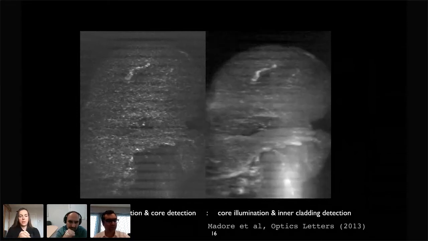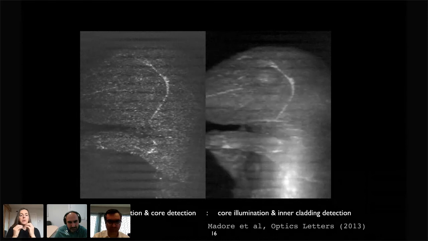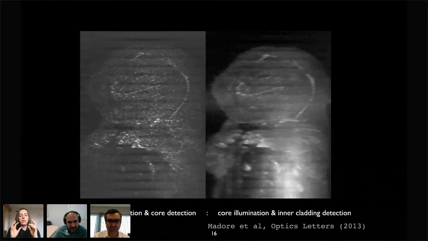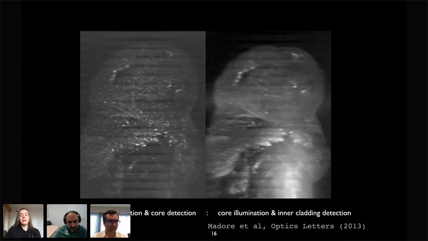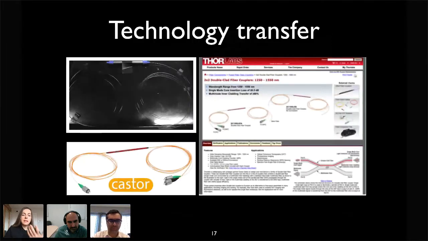So I hope that you guys see it as well, but you see how the signal to noise is much deeper. You have an attenuation of speckle, and you can see the features of the animal much better than by just changing the fiber optics. This particular video led to technology transfer.